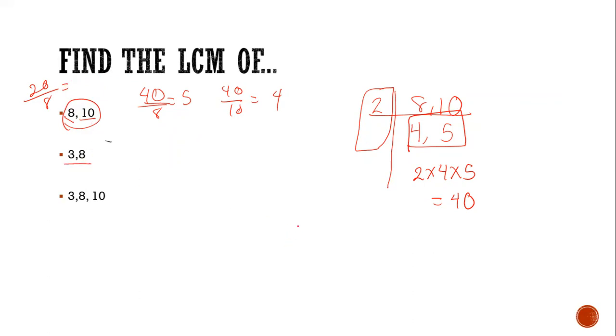3 and 8. Is there any factor except 1 that can divide 3 and 8? No, it's just 1. So in this situation, we simply multiply 3 and 8. When you can't find any factor that can divide the 2 numbers, then you just simply multiply them. That'll be 3 times 8, which is 24. So the LCM of 3 and 8 is 24.